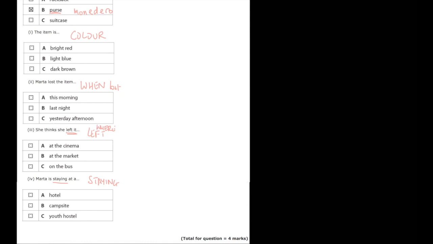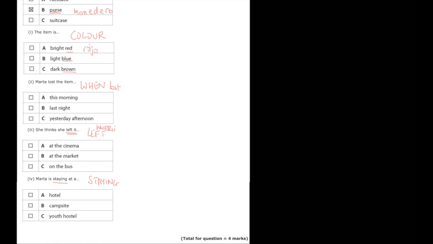Now, after I've done this, which should take seconds, then I'm going to start. By the way, remember, the question has been announced, and this is the bit of time that I've got until the recording starts. Now, I'm going to start anticipating what I am going to hear. So the item is bright red, light blue, or dark brown. So I'm going to start going for the obvious things, which are the colors.